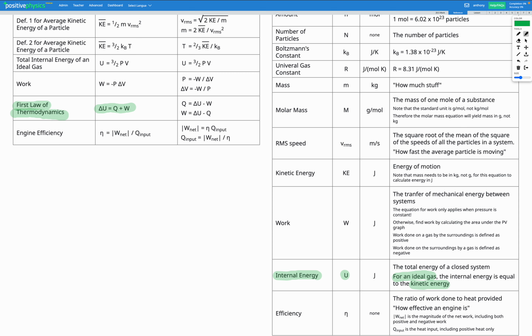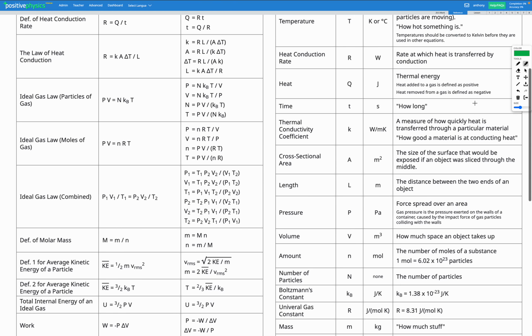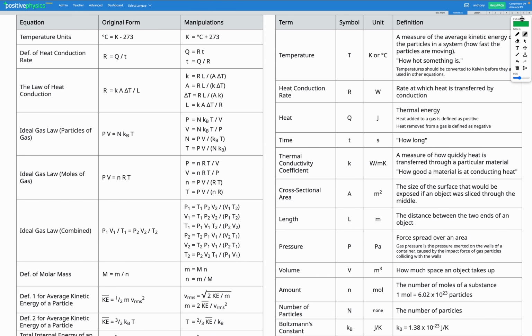Then we have Q. Q is the heat that flows into our gas. Q is heat, in other words, thermal energy. Heat can either be added to a gas, which is positive heat, or it can be removed from a gas, which is negative heat.